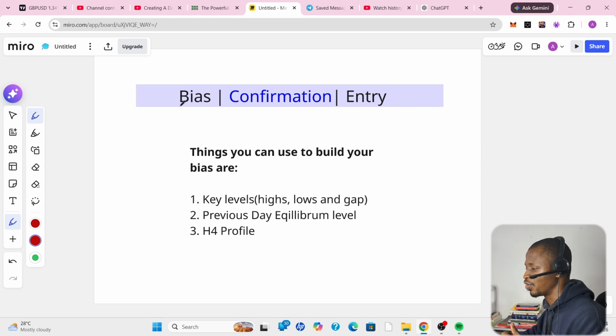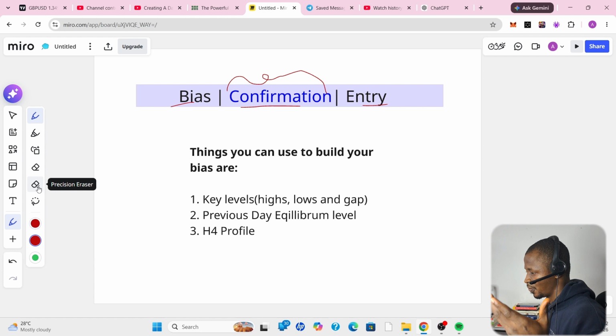These are the three pillars that we are going to focus on. First of all, you have to find your bias, your confirmation, and entry. If you miss any of these things, you will not have a good experience in the market. It is one thing to know the bias, and it is one thing to know what is giving you the confirmation. If you don't know the confirmation, you cannot have a refined entry, right? And you cannot come out clean in the market. So you want to make sure you have a good confirmation strategy in conjunction with your bias.